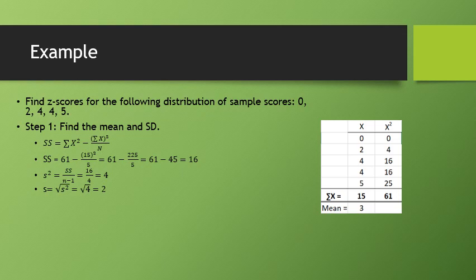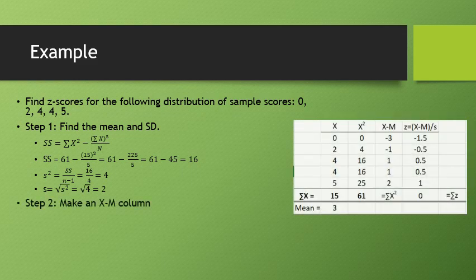Step 1, find the mean and standard deviation, just like we always do. Find the sum of squares. I found it to be 16. Find variance. I found variance equal to 4. Find standard deviation. I found that equal to 2.